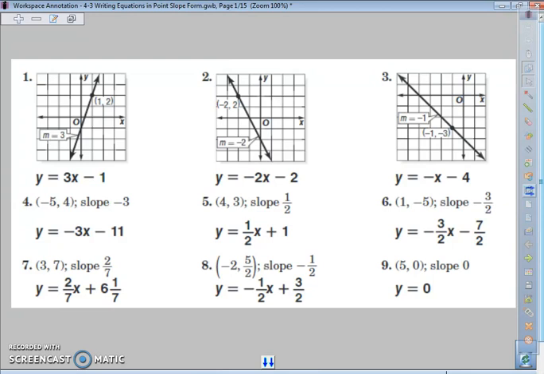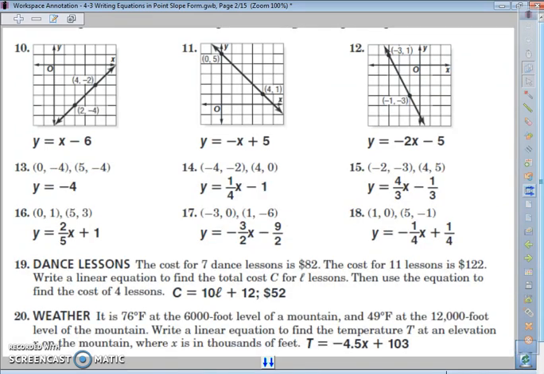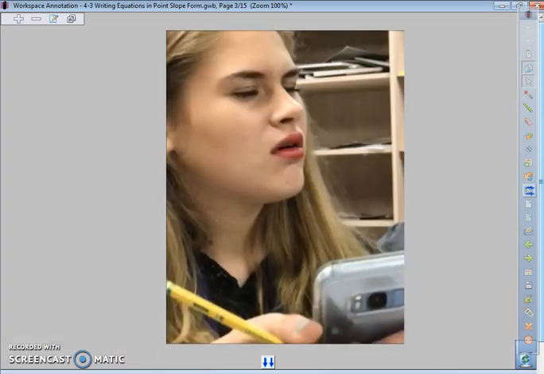Here are the answers to your worksheet that y'all were working on in class, okay? Feel free to pause it and make sure that you got all of these right. All right, so 1 through 9 are on this screen, and 10 through 20 are right there. So hopefully you did real well on this. Remember, it's supposed to be y equals mx plus b. You're going to get a number for m, and you're going to get a number for b. All right, so let's jump in it.